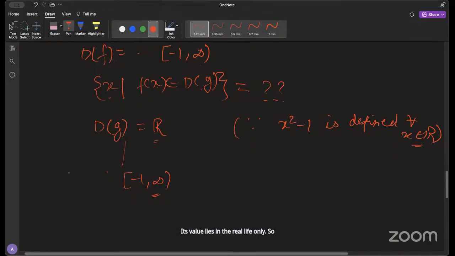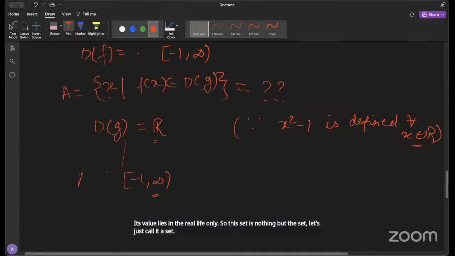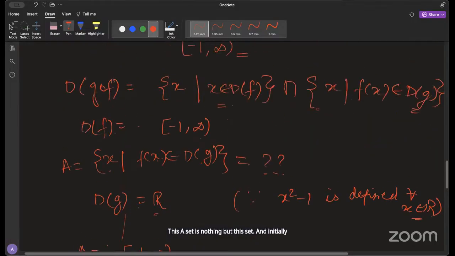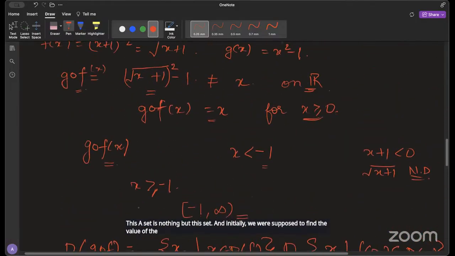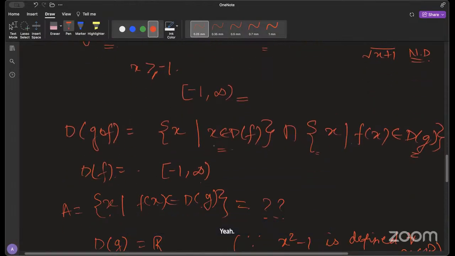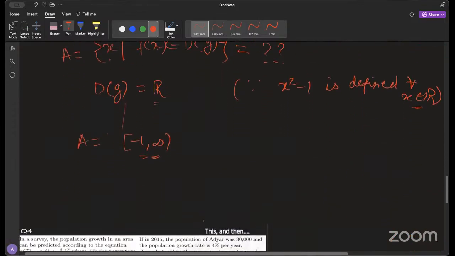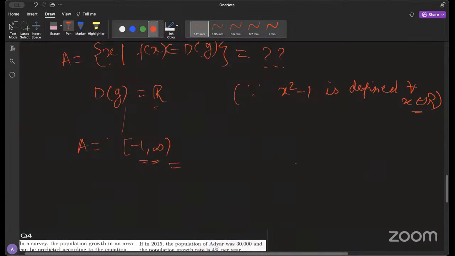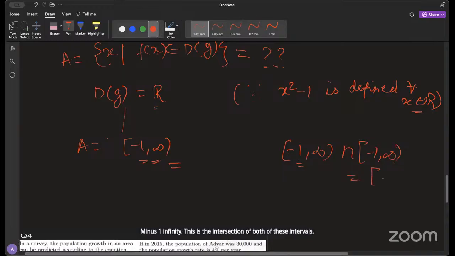So this set, let's call it set A, is nothing but this set. Initially, we were supposed to find the value of the intersection here. This value is what we're looking for. So this, intersected with this, which is nothing but -1 to infinity. The intersection of both of these intervals is this.